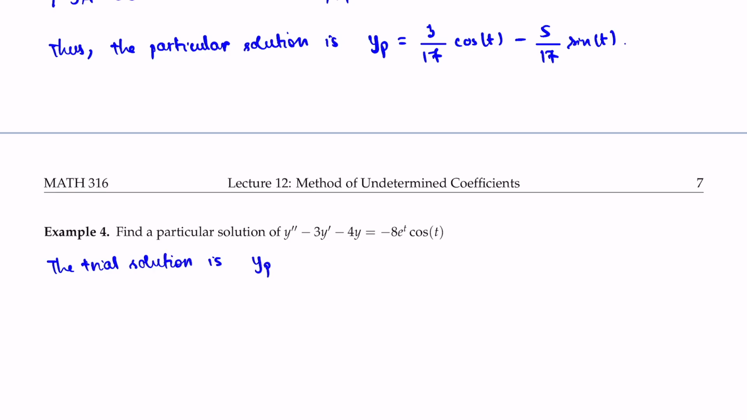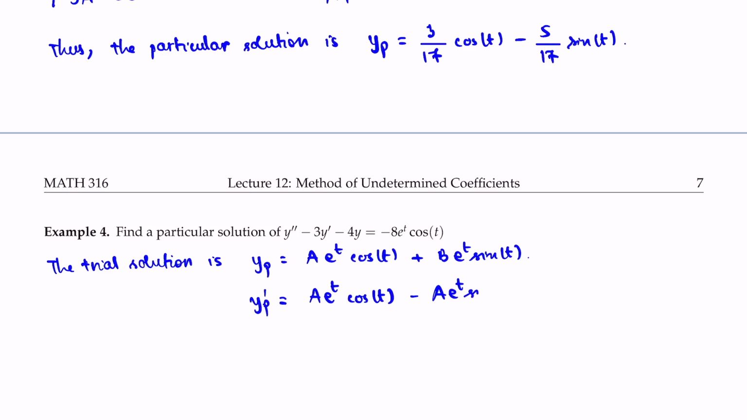you have y sub p equal to a times e to the t times cosine of t plus b times e to the t times sine of t. Okay. So you have y sub p. We're going to find y p prime and y p double prime, and substitute everything into the differential equation to help you determine the values of a and b. So y p prime is going to be a times e to the t times cosine of t minus a times e to the t times sine of t.